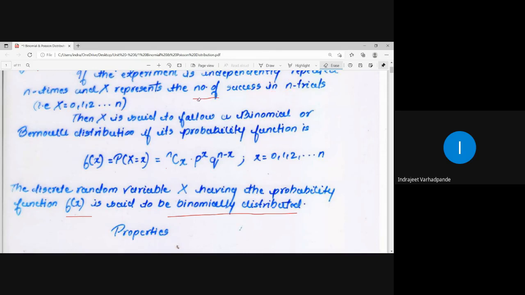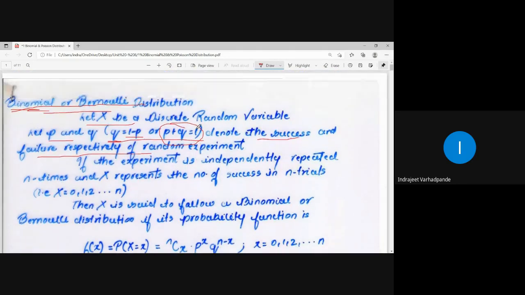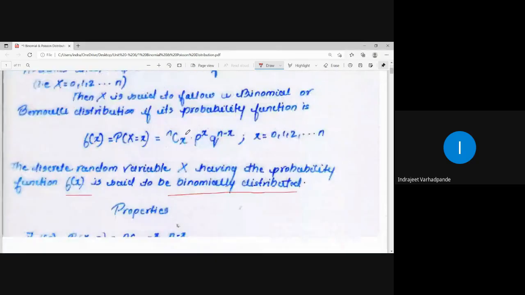Why am I saying binomially distributed? Because only two possibilities are there. Either there is a success or it is a failure. So that is how we identify the problems or the examples related to the Bernoulli's or the binomial distribution.